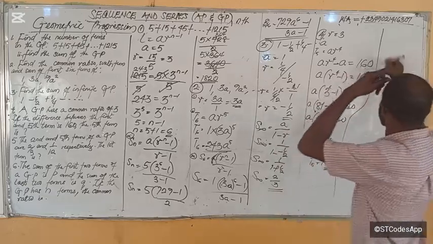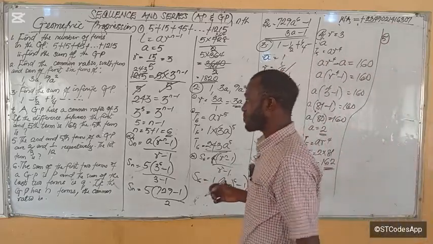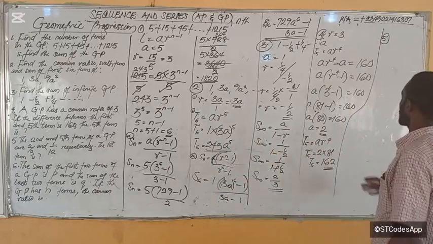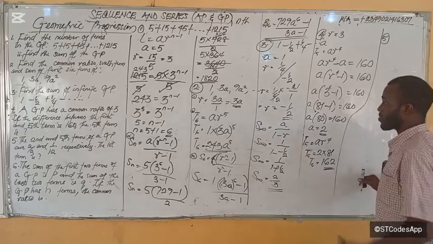Then number 5. Number 5 question says, the second and fifth term. I'm trying to, so that I will solve everything here. The second and fifth term of a GP.